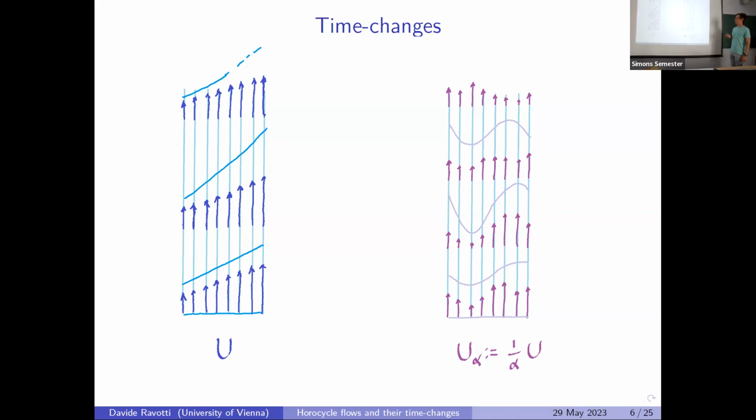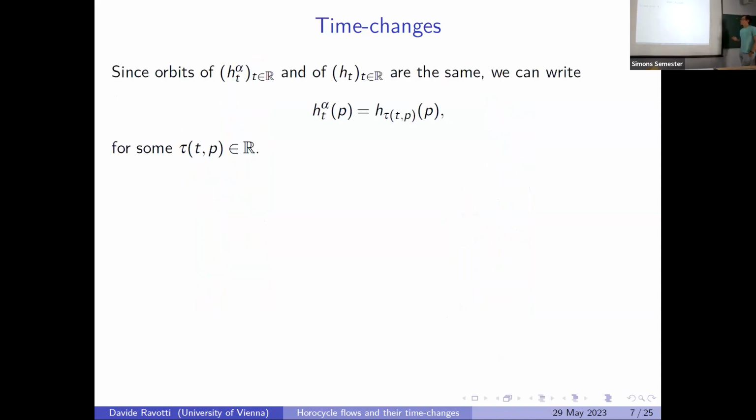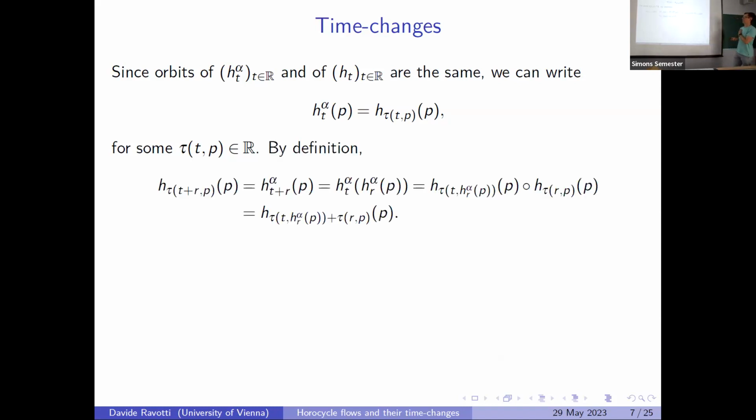Okay, maybe we can be a bit more explicit. Again, for my time change flow, I will put alpha here to denote the time change of the Horocycle flow generated by alpha. And this is the unperturbed one. Since the orbits are the same, if I start from a point p and I flow for time t under my time change, I should be able to reach the same point starting from p, but moving for some other time, which I call tau, that will depend on t and the initial point p. This is given just by the fact that the orbits are the same.